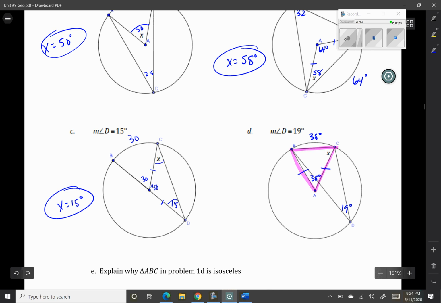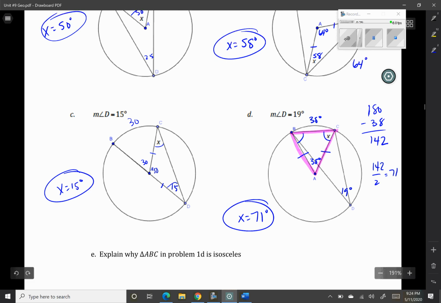Also, since it's an isosceles triangle, since it's made up of two radii, these two base angles B and C are the same. So if I do 180 minus 38, that's going to give me 142. If I divide 142 by 2, I get 71. So in this case, angle X is 71 degrees.